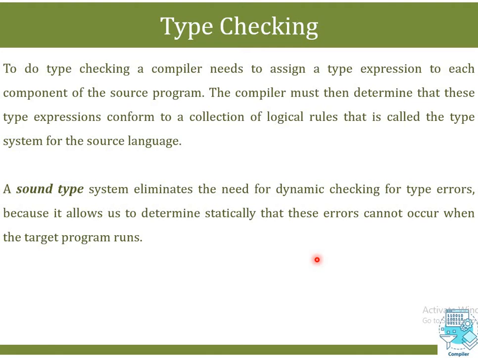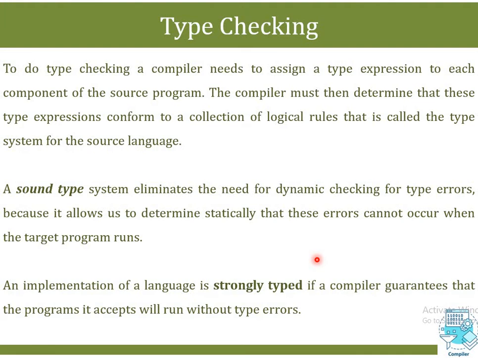Such a type system is called sound, and the language can be called a strongly typed language if the compiler guarantees that there is no possibility of getting any runtime error. So if a language ensures that there is no possibility of getting any runtime error because of types, then the language can be called a strongly typed language.